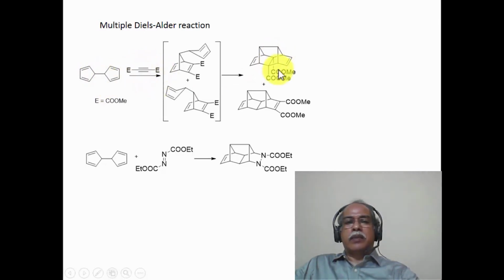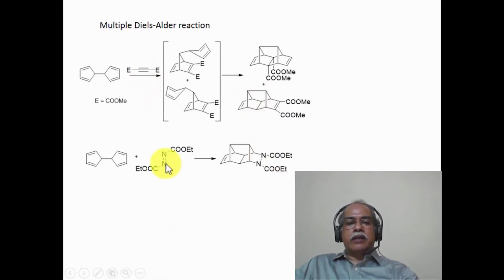The acetylene dicarboxylic acid has undergone the Diels Alder reaction 2 times, once with the cyclopentadiene on this side, another time with the cyclopentadiene on this side, as if the dimethylacetylene dicarboxylate has come in between these two cyclopentadiene rings to undergo the Diels Alder reaction twice. On the other hand, in this particular case, it has undergone the Diels Alder reaction only once to produce this bridged cyclic system of this kind.